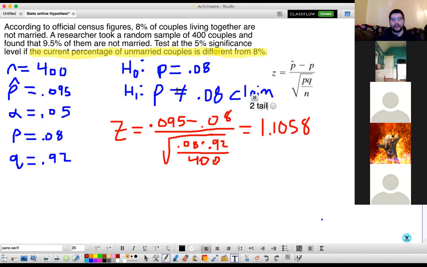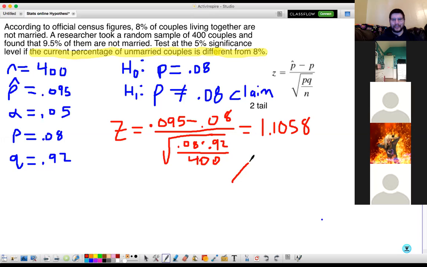Always look at your alternative. If it's a not equal to, that makes it a two-tail test. A greater than is a right tail test. A less than is a left tail test. So right now we have not equal to. That means it's two tails. So I'm going to go ahead and sketch it. Notice I haven't found the critical values yet. Even if we're doing the p-value method, we're still going to sketch this, because it could be either greater or lesser. That's why we call it a two-tail.